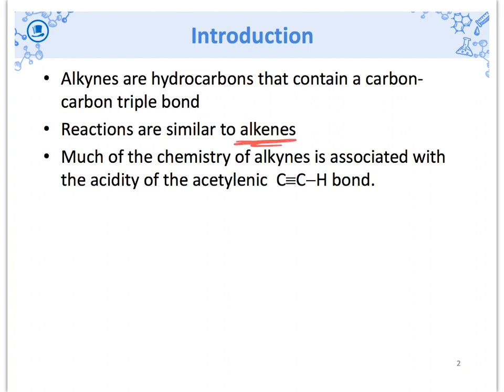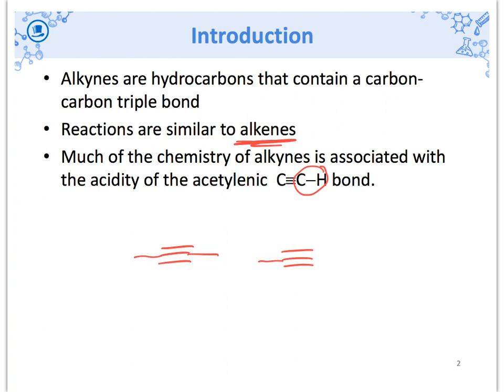And a lot of the chemistry associated with alkynes is also about the acidity of the CH bond, which we talked about when we learned about acids and bases and hybridization state and how that affected acidity. One common thing people make mistakes with alkynes is they draw them incorrectly. And so I just want to show two examples.